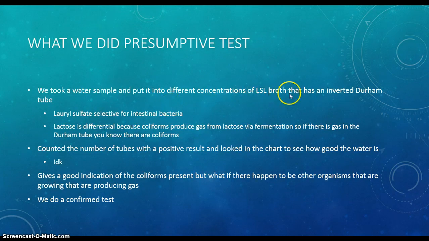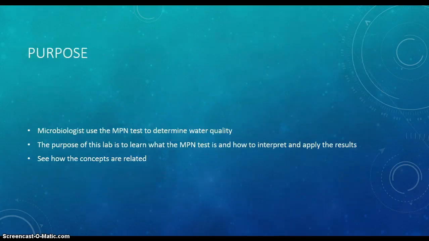And what this LSL broth is, it has lauryl sulfate, which is selective for intestinal bacteria, so it only allows intestinal bacteria to grow. Then it has lactose in it. The other L in the acronym is for differentiation, because coliforms produce gas from lactose via fermentation. And so if there's gas in the Durham tube, you know that there are coliforms. And that just goes off of our definition of what a coliform is.